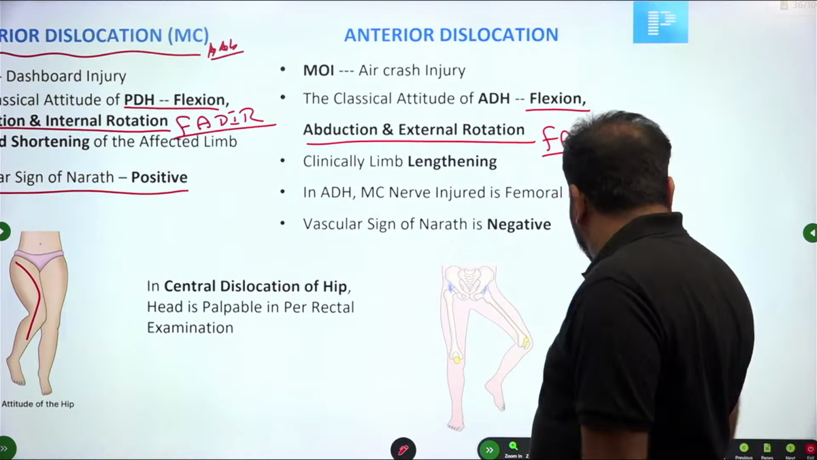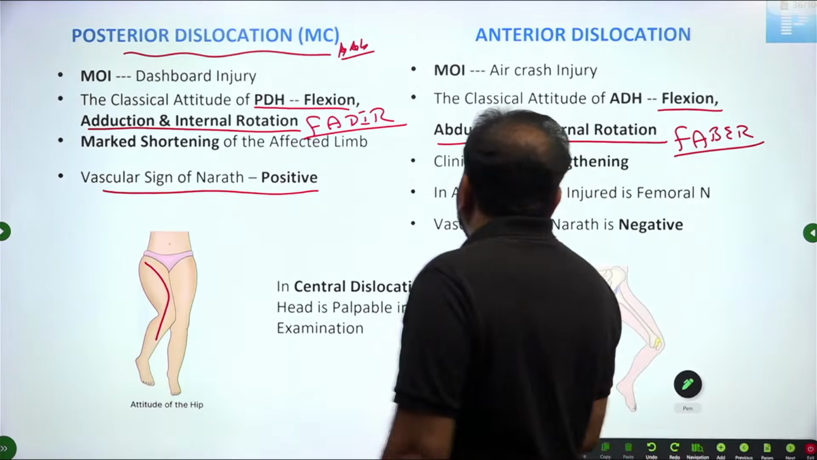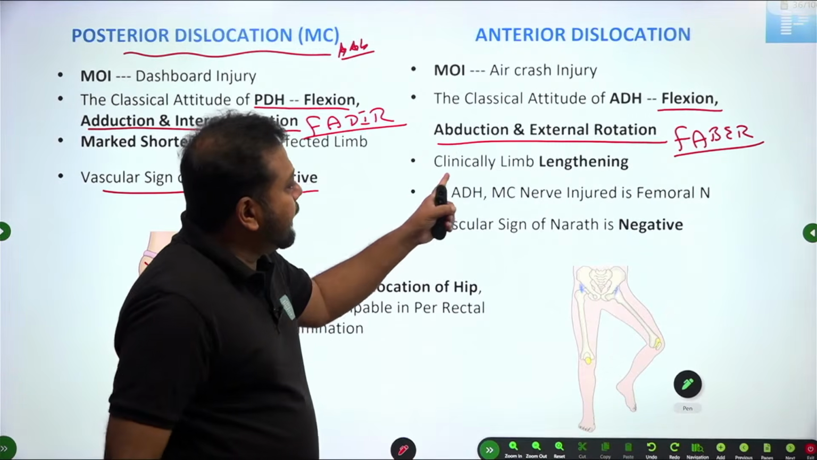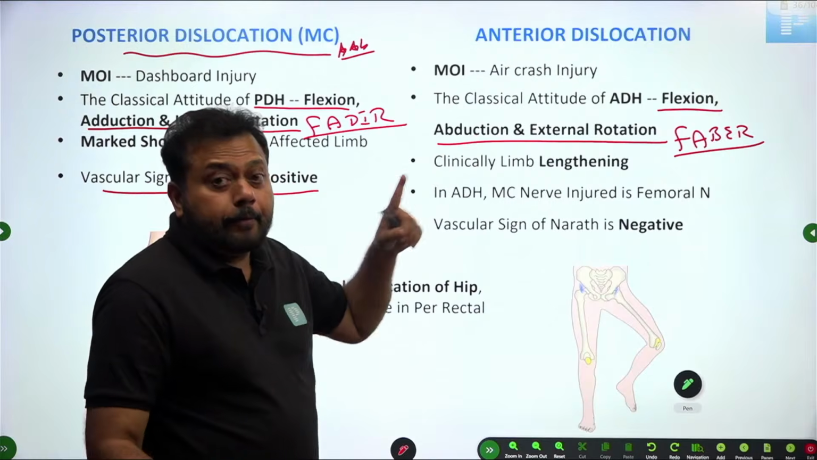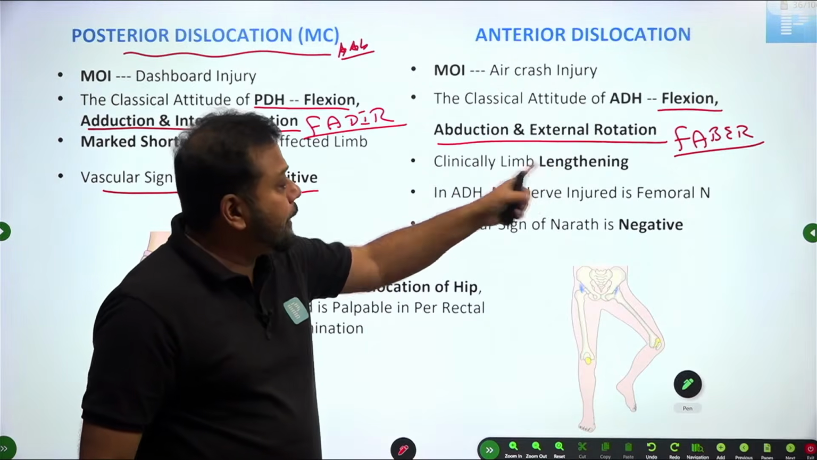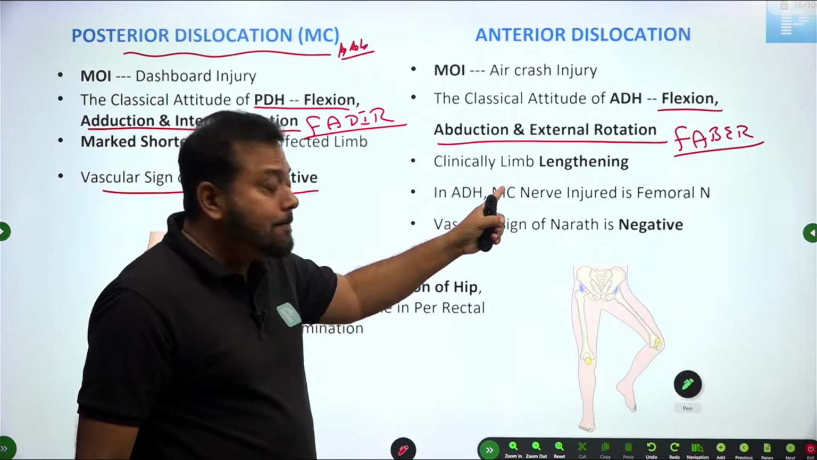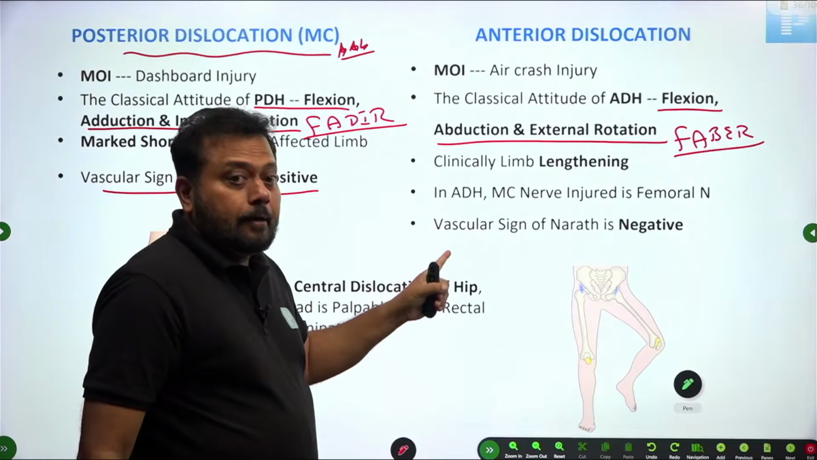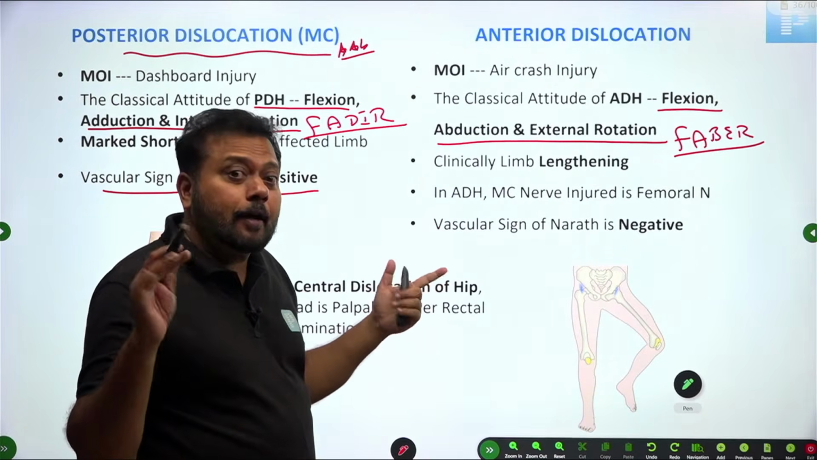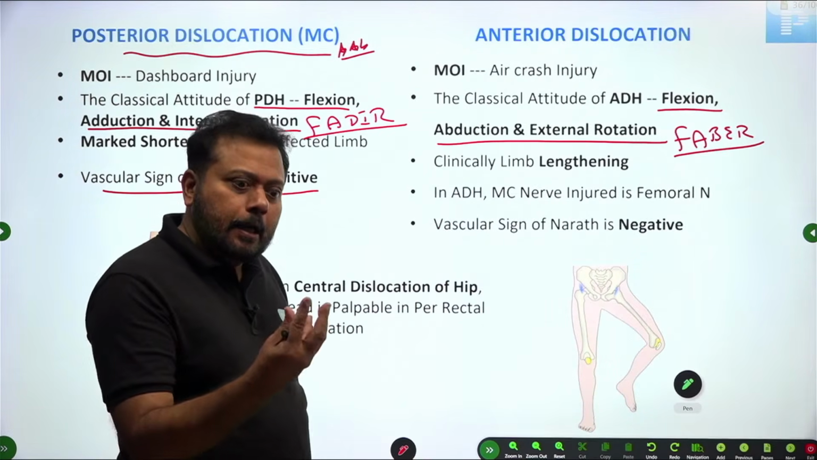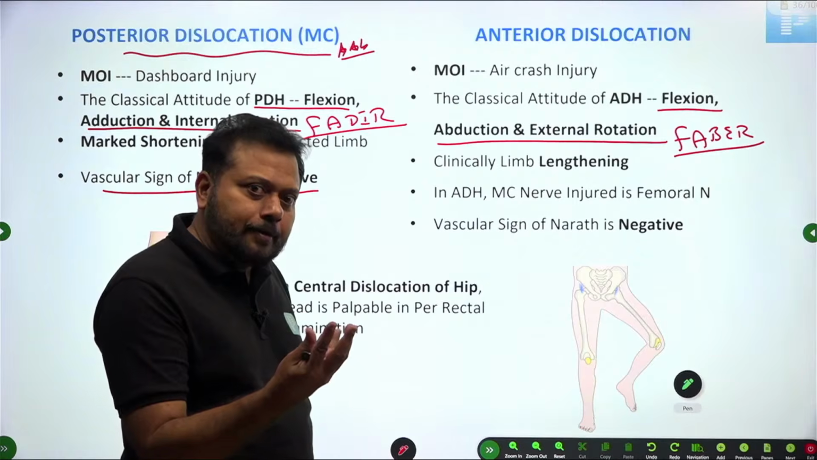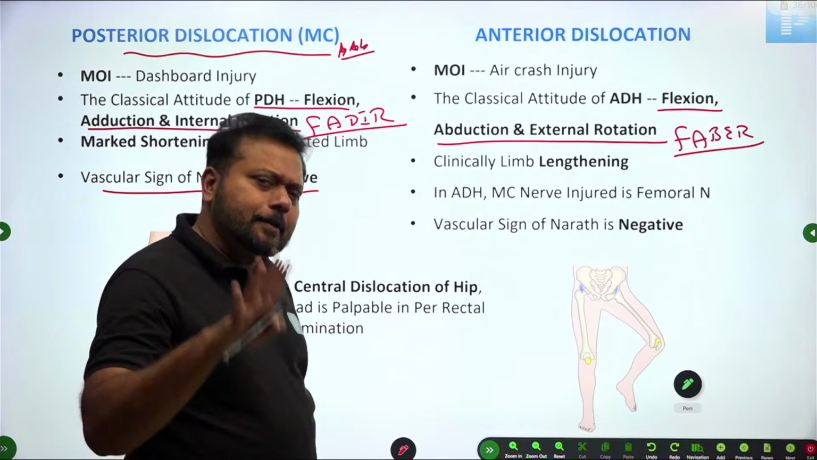You see here, clinically that's called FABER: flexion, abduction, external rotation. Classically there is limb lengthening, and here vascular sign of Narath won't be there because the bony support is there. So femoral artery pulsation is felt.